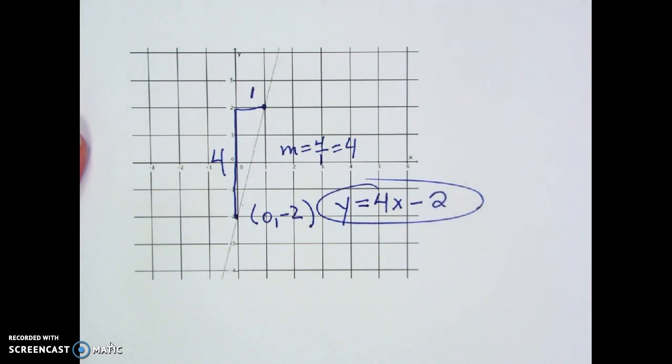All right, so find the slope, find the y-intercept, plug them into the equation y equals mx plus b.